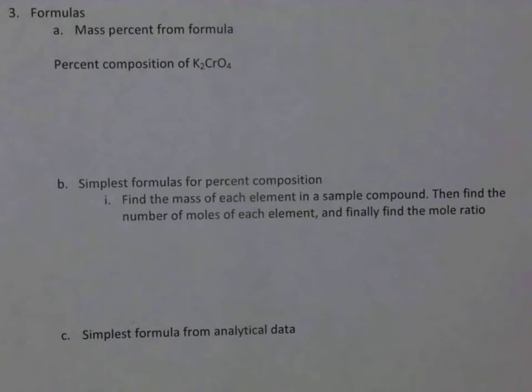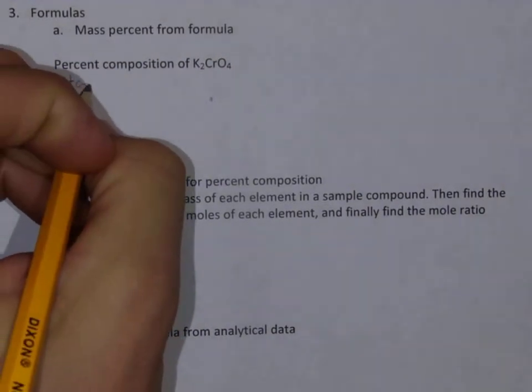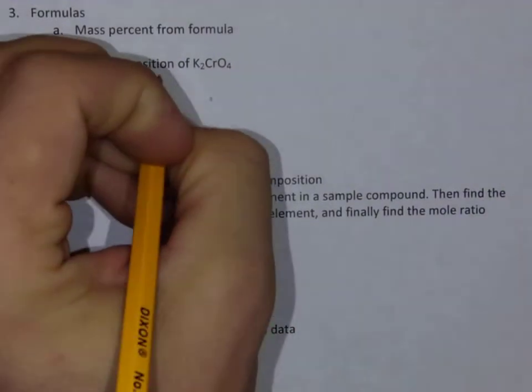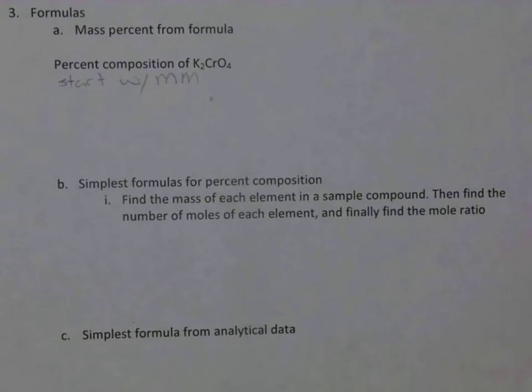Okay, so we are back filling in our notes here. So now we're talking about our formulas, right? Mass percent from our formula. First off, we're going to start by finding our molar mass. So we have to start from each individual element, add them all up, get a percentage.